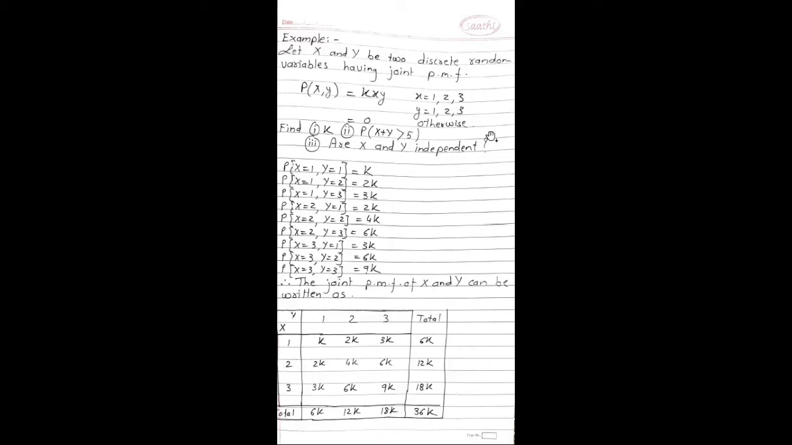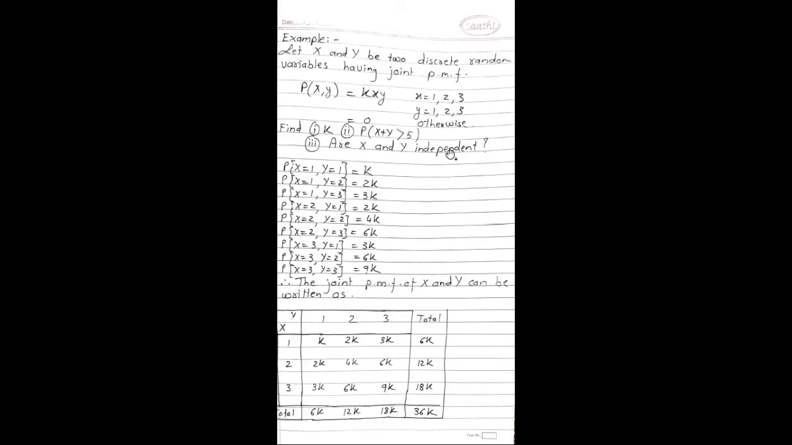See the next example. Let x and y be two discrete random variables having joint probability mass function p(x,y) is equal to kxy. X possible values are 1, 2 and 3, y possible values are 1, 2, 3, and it is equal to 0 otherwise. We have to find, first, the value of k. Second part, the probability x plus y greater than 5. Third part, are x and y independent?